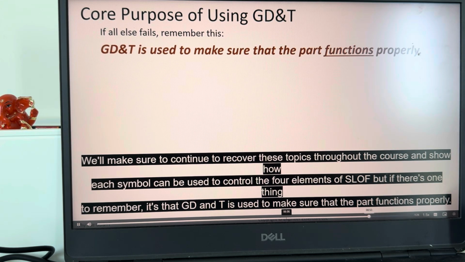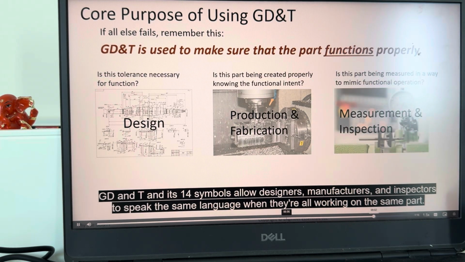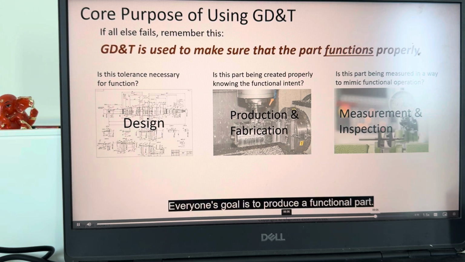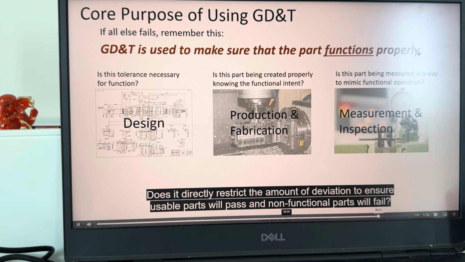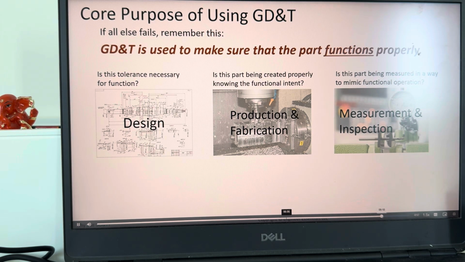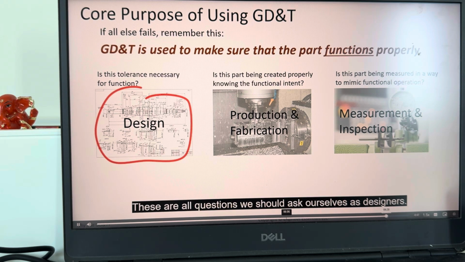But if there's one thing to remember, it's that GD&T is used to make sure that the part functions properly. GD&T and its 14 symbols allow designers, manufacturers, and inspectors to speak the same language when they're all working on the same part. Everyone's goal is to produce a functional part. Designers should ask themselves, is this tolerance necessary for function? Does it directly restrict the amount of deviation to ensure usable parts will pass and non-functional parts will fail? Are there any unnecessary restrictions I'm adding to this part? Is there any way to open up tolerances in order to help manufacturing?